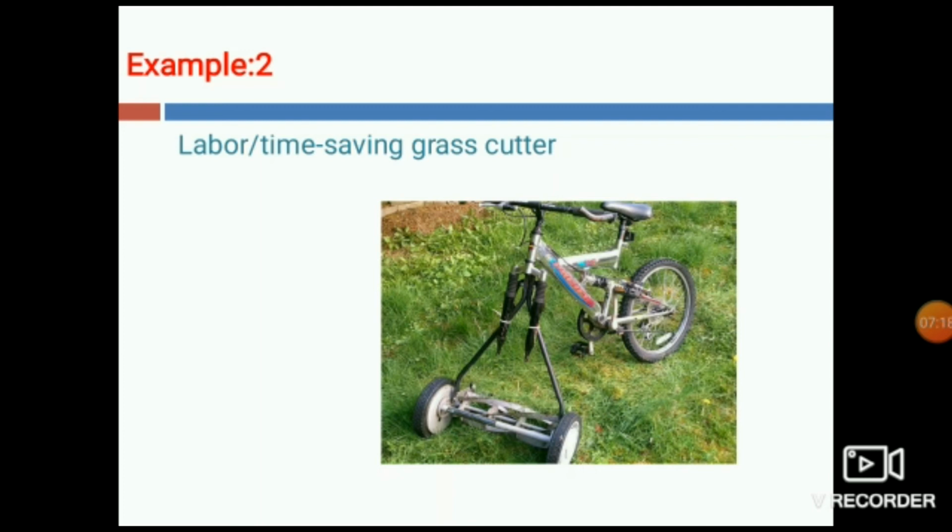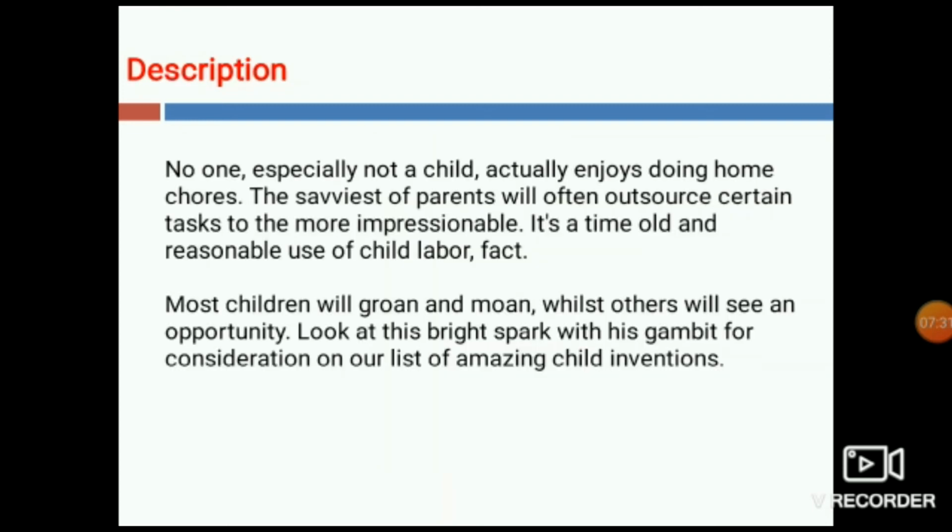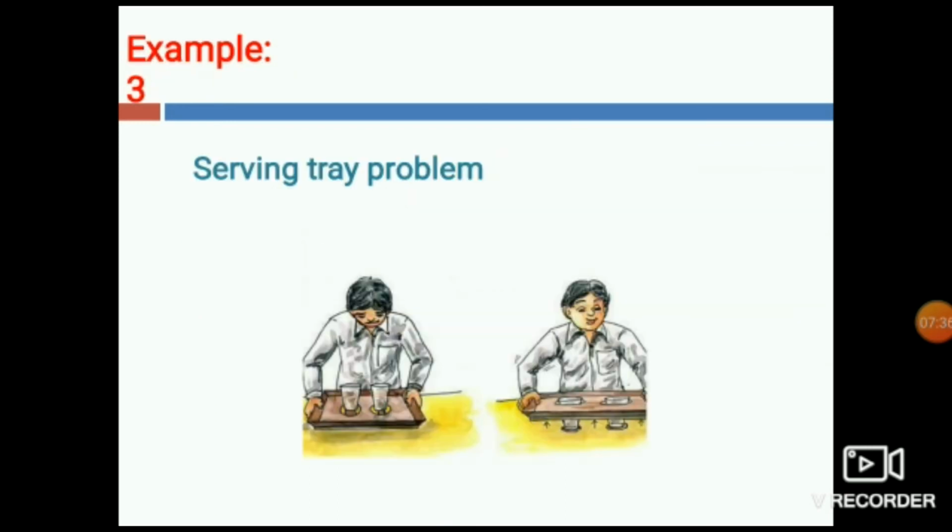This is an innovation by a student. This type of creation, this creative thinking, is what we need. As children, it is very useful to us. Okay. And this is the description. Next, example 3. Serving tray problem.